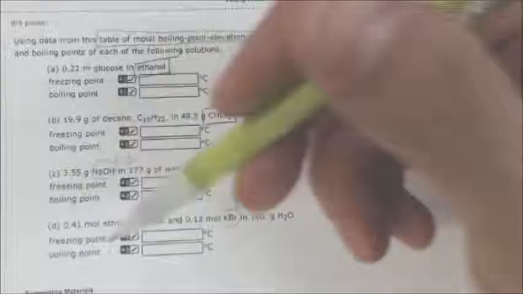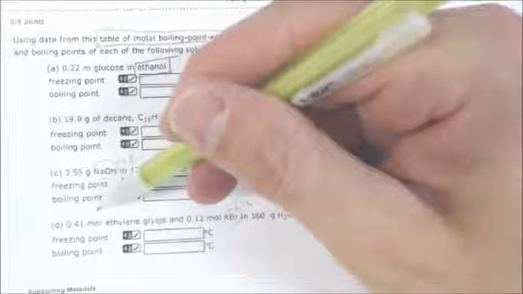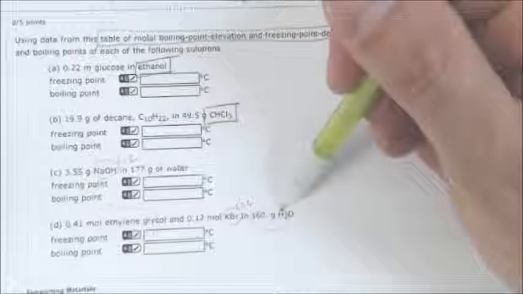And then we get to letter D, which we talked about in class. There are 2 ways to do this. You can either, what is the effect of the ethylene glycol in the 160 grams of water?